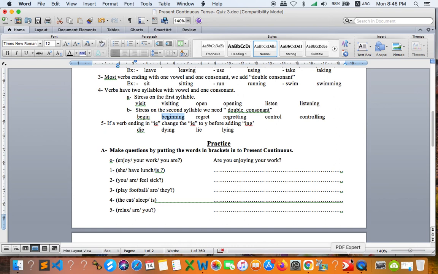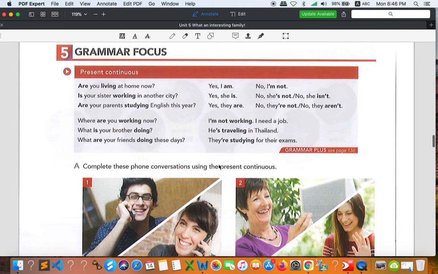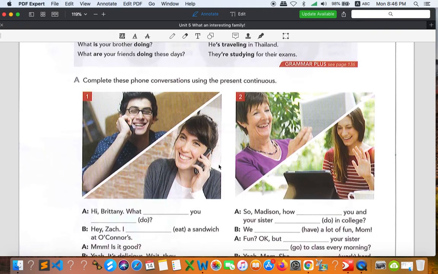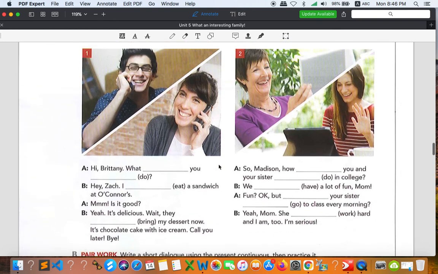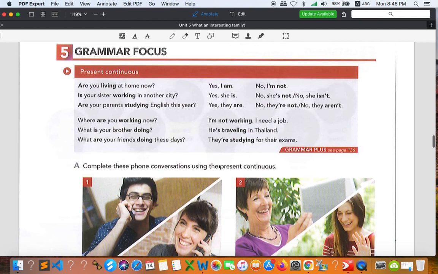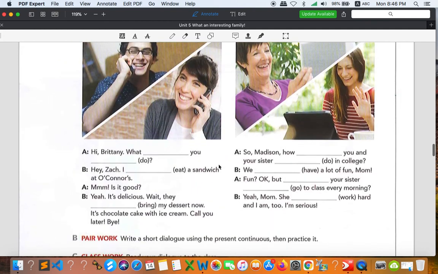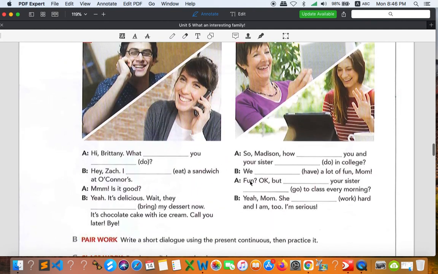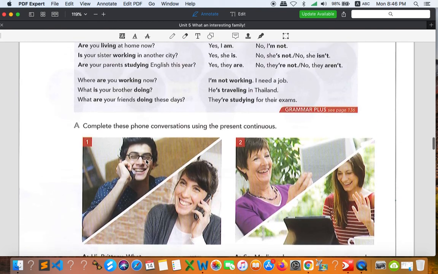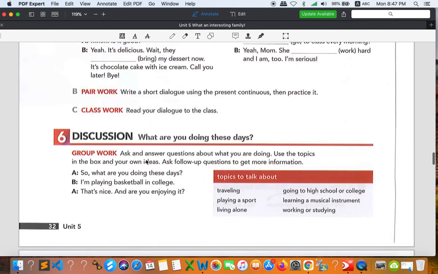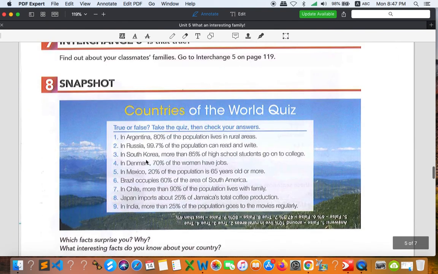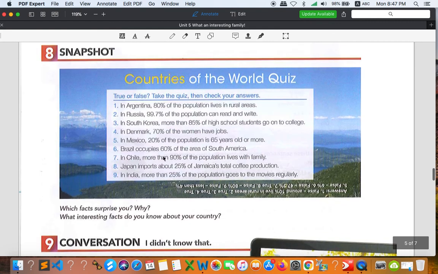So let's go back to our lesson. In this activity, I'm not really sure that you have done this one or not. So I'd like you to finish this, everyone. Go to activity number 5 and fill in this conversation by using present continuous. Alright, so I think that's it for today, and I'm not going to talk about number 8. We'll focus on this activity for the next session.